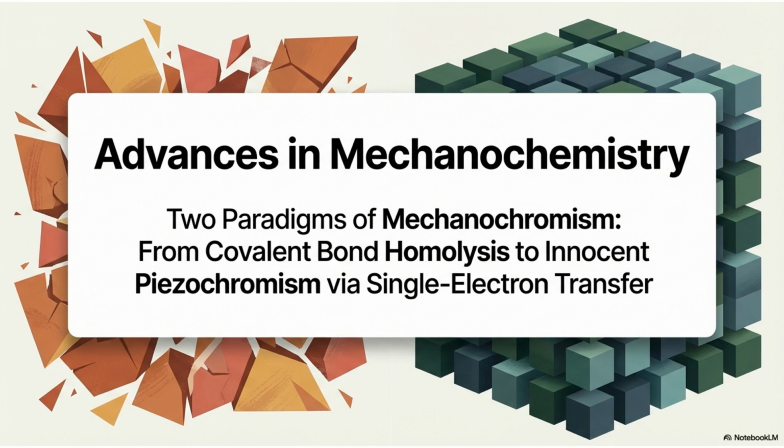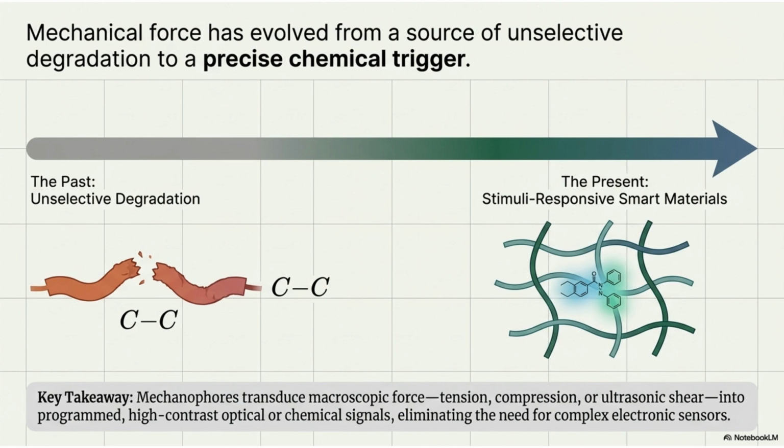Welcome to this video on advances in mechanochemistry, focusing on two paradigms of mechanochromism, from covalent bond homolysis to innocent piezochromism via single electron transfer. Mechanical force has evolved from a source of unselective degradation to a precise chemical trigger. Mechanophores now transduce macroscopic force into programmed optical or chemical signals, eliminating the need for complex electronic sensors.